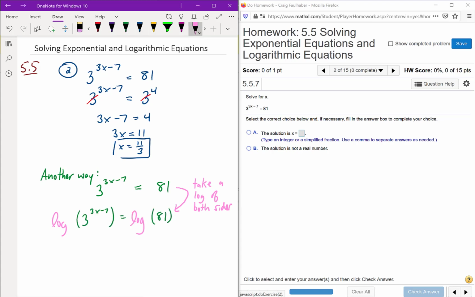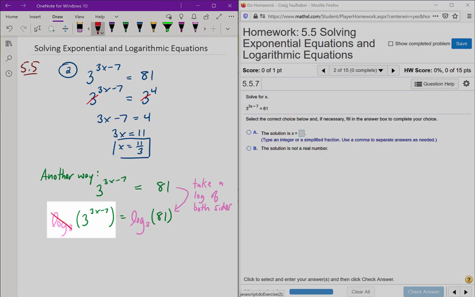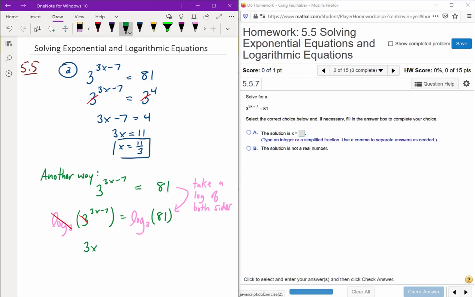And while we can really use any base to solve this equation, it probably makes the most sense to use a log base 3 because 3 is the base of our exponential equation. Then, as we discussed in class, this is a composition of a logarithmic function and an exponential function with the same base. They can cancel each other out, and we're simply left with 3x minus 7 on the left-hand side. On the right-hand side, we have a log base 3 of 81.